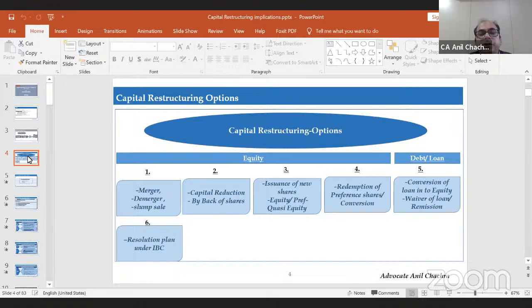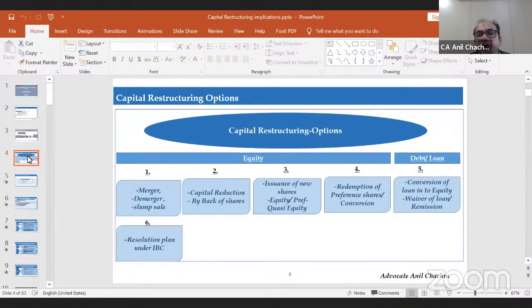Then the options also include the redemption of preference shares as well as the conversion of preference shares into equity. Under the 5th part, we will discuss the conversion of loans into equity. What would be the tax implications while doing this conversion of loan into equity? As well as the remission or waiver of loans by the lender. How is it going to impact the entity or organization, the particular company?